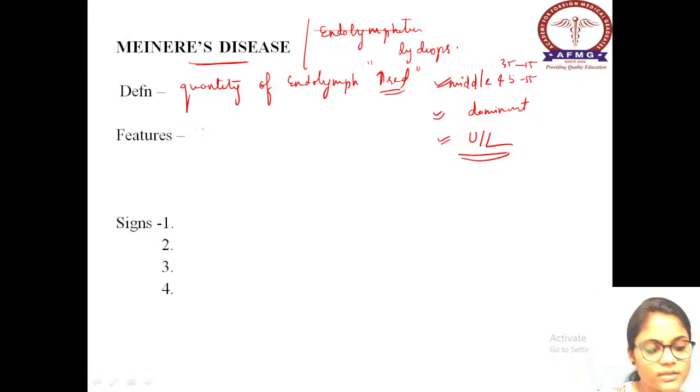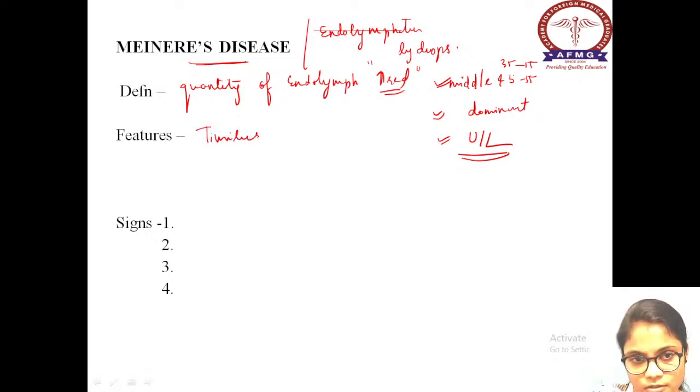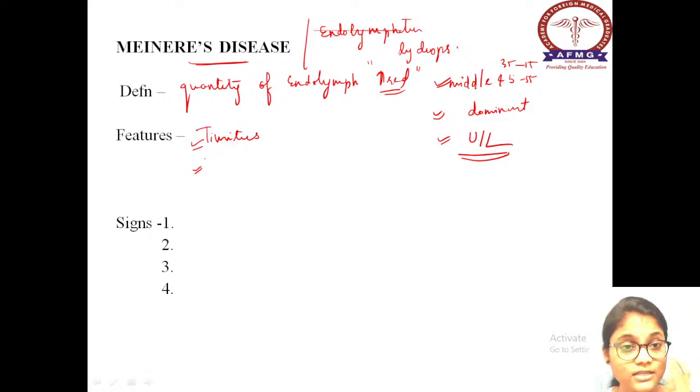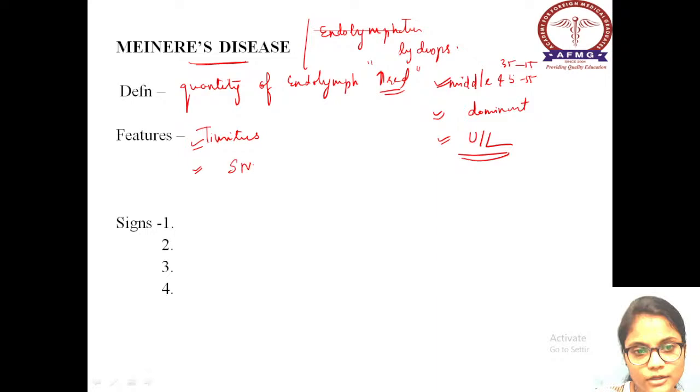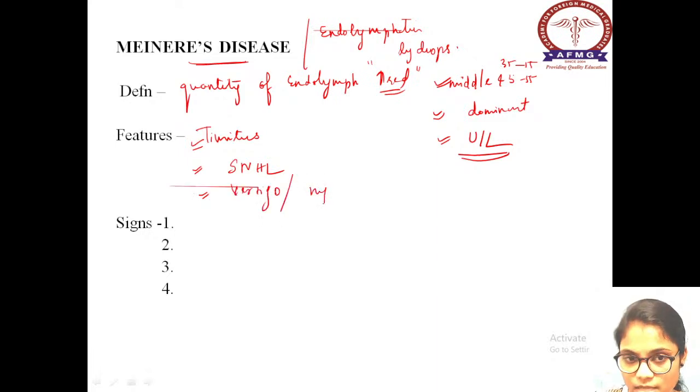Some other features: this is an abnormality of your inner ear. You have some important features to know in view of symptoms. What are the symptoms within them? You have tinnitus. And apart from that, you have SNHL. What is SNHL? Sensorineural hearing loss is there. You will have vertigo and you will have nystagmus also.